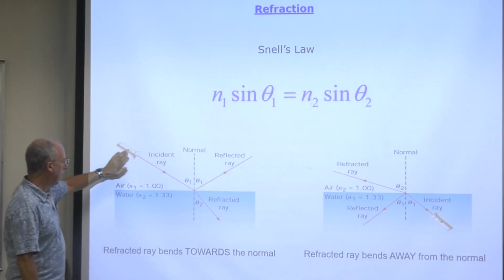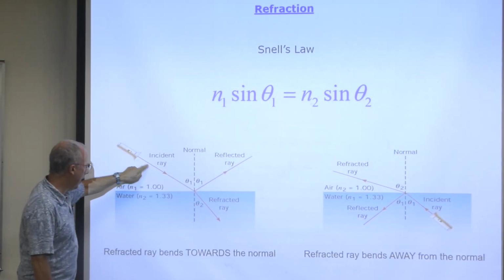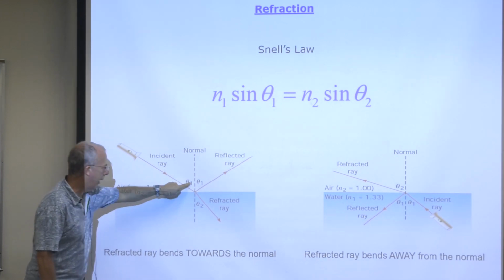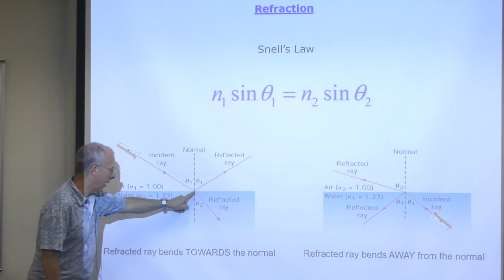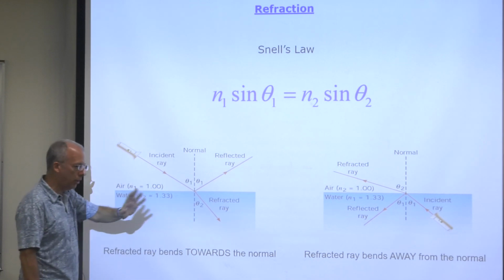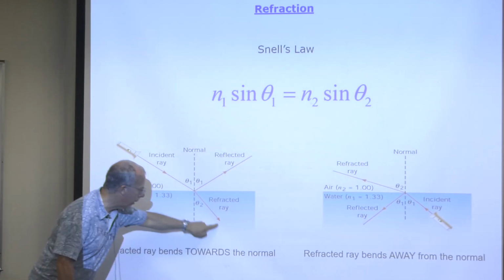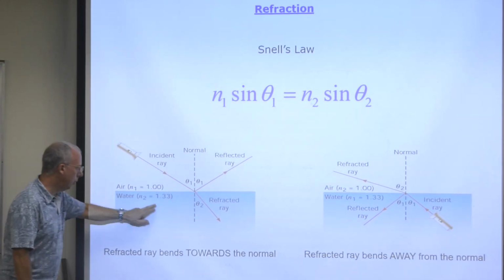Here we're starting from the air, so we label this n1, theta 1. Then we don't care about reflected, all we're talking about is refracted. So here's the outgoing ray, that's n2 and theta 2.